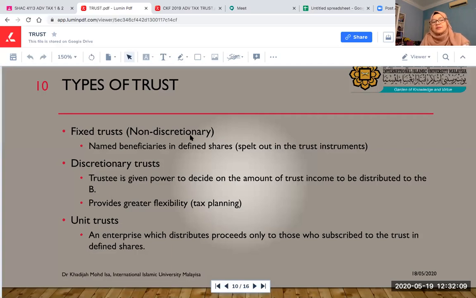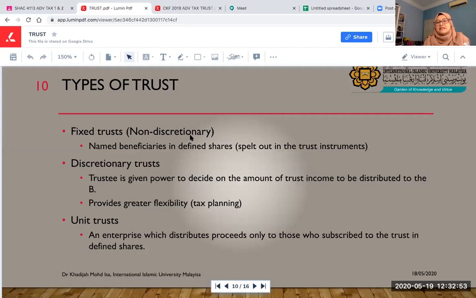The other trust, of course, we call a discretionary trust. The trustee is given power to decide on the amount of trust income to be distributed to the beneficiary. Because the trust does not mention it, or maybe there is no will at all, or the will does not mention how much to allocate. It just appoints the executor or the trustee, but it is up to the trustee to decide on the allocation, how much to give to each of the beneficiaries. That's why it is called a discretionary trust. It is based on the discretion of the trustee to decide.